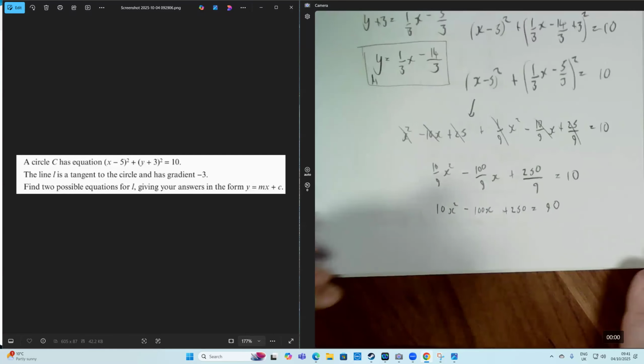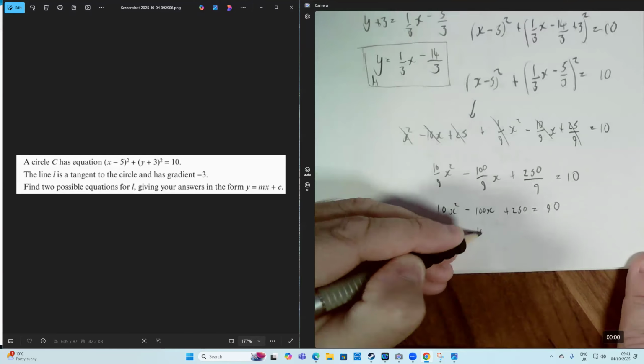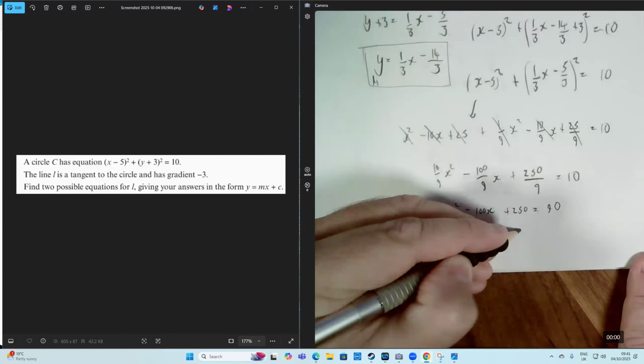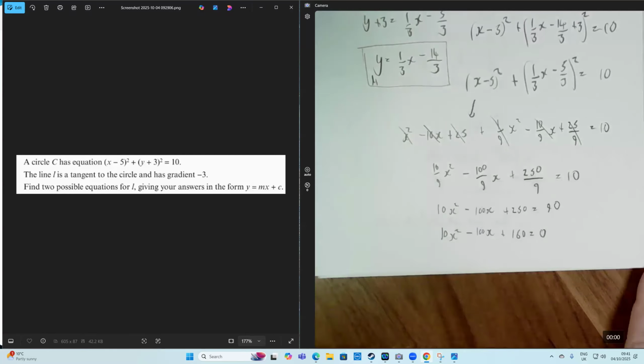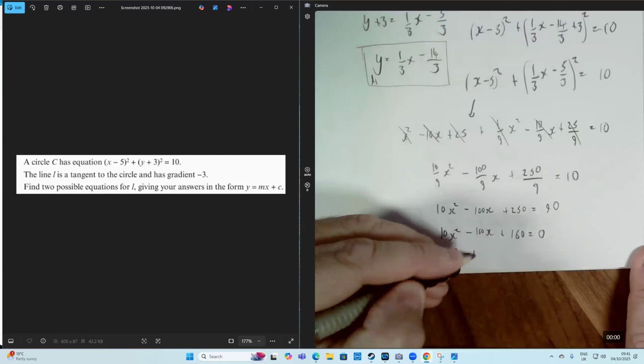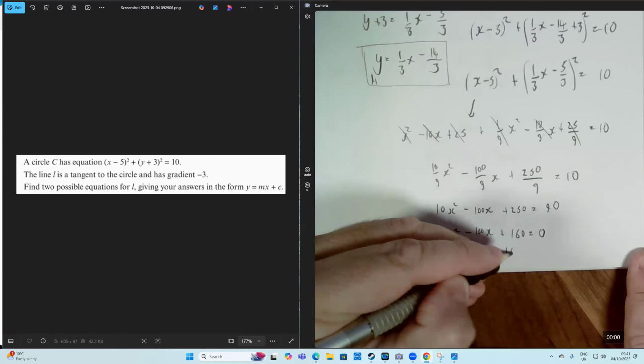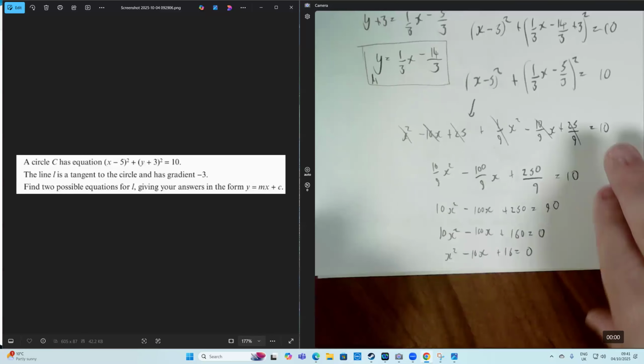Let's get the whole thing over one side. 10x squared minus 100x plus 160 equals 0. Divide everything by 10. So we have x squared minus 10x plus 16 equals 0. And that's really nice. So that's kind of boiled down to a very nice one.